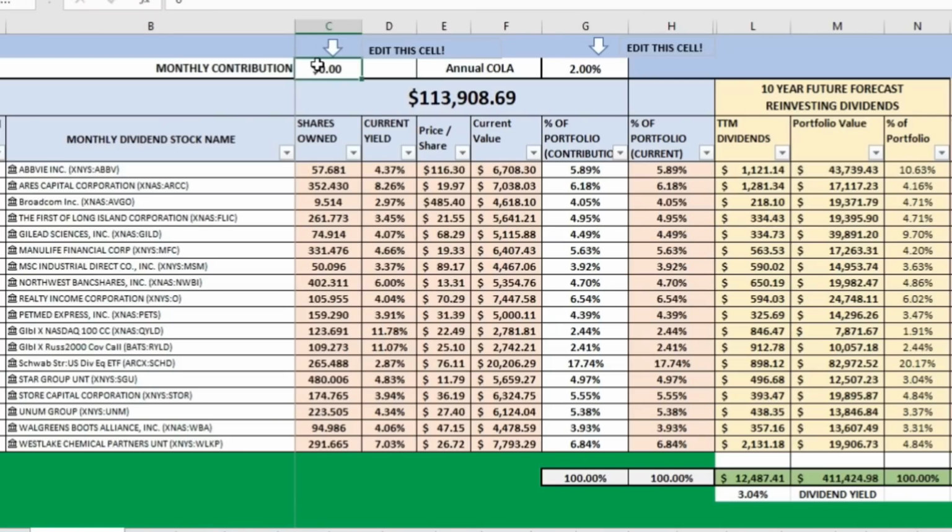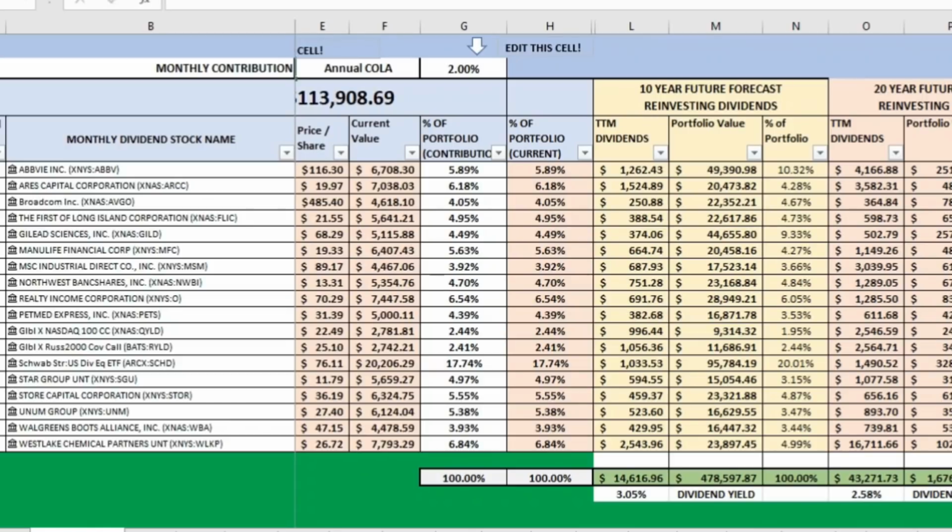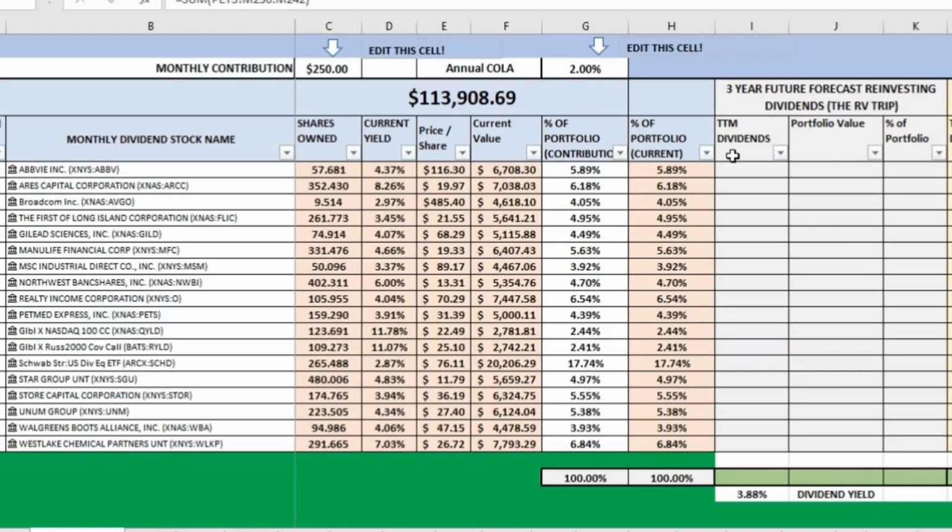You can reinvest it, you can use that money to live off of. That's some amazing results. However, if let's say we're contributing $250 a month here for 20 years, now the portfolio is worth $1.6 million, generating $43,271 in annual dividends. A good portion of that coming from Westlake Chemical, AbbVie, Aris Capital, as well as MSC Industrial.